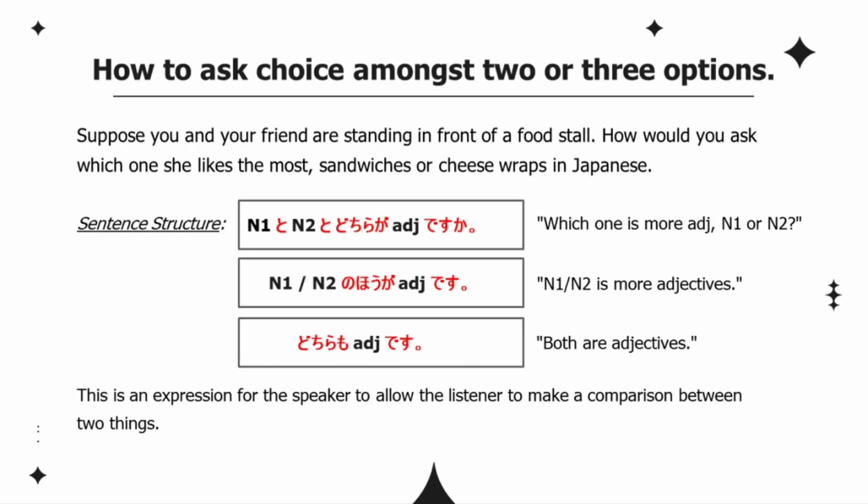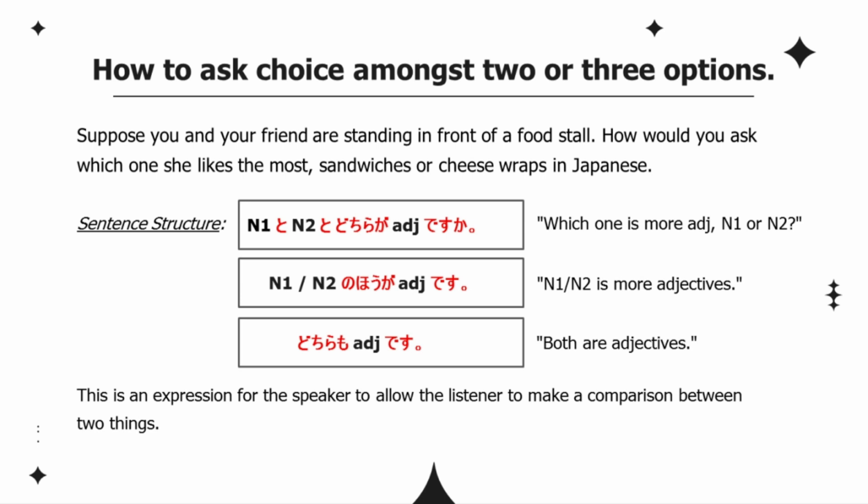7. How to ask about someone's choice amongst 2 or 3 options. Suppose you and your friend are standing in front of a food stall. How would you ask which one she likes the most? Sandwiches or cheese wraps in Japanese? Let's learn about this fun grammar.